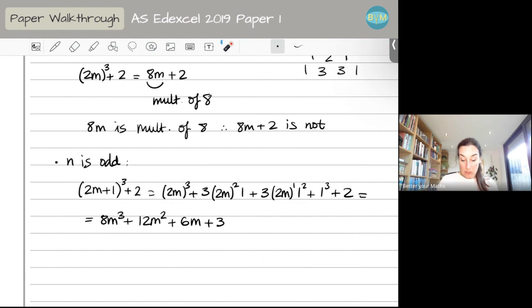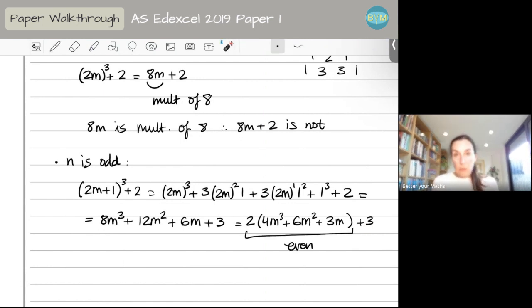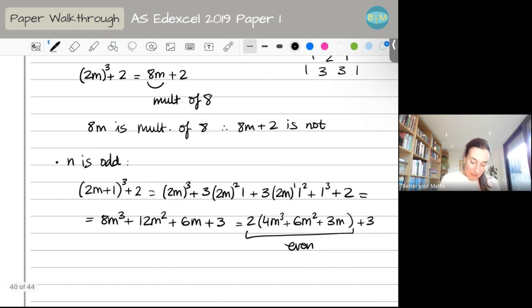It's not an even number because this first part is an even number. So this bit is an even number. And if I add 3 to an even number, it's going to be odd. And if it's odd, it cannot be a multiple of 8. So if it's a multiple of 8, at least I have to be able to divide by 2. So that would be a way of saying it. So it's not even, so it's odd. The whole thing is odd. Therefore, it's not a multiple of 8.